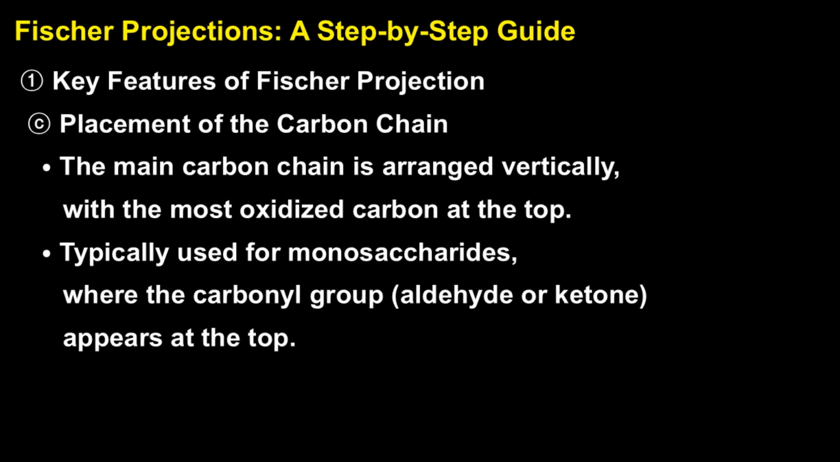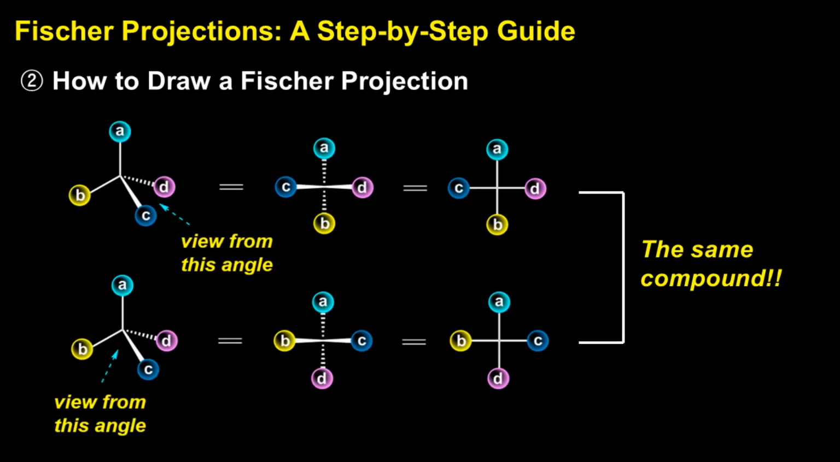Alright, now that we've got the basics down, let's break it down step by step and learn how to draw them. When you're converting a tetrahedral structure to a Fischer projection, the main goal is to keep the bond positions consistent, no matter how you're looking at the molecule. Here's the trick. Hold the tetrahedral carbon so that two bonds point forward and two point backward. When you flatten it out, the forward bonds become horizontal and the backward bonds become vertical. This rule works no matter which angle you're viewing from. That's why even if Fischer projections look a bit different from different perspectives, they still represent the same molecule. Nailing the positioning is crucial for accuracy, so make sure you get that part right.